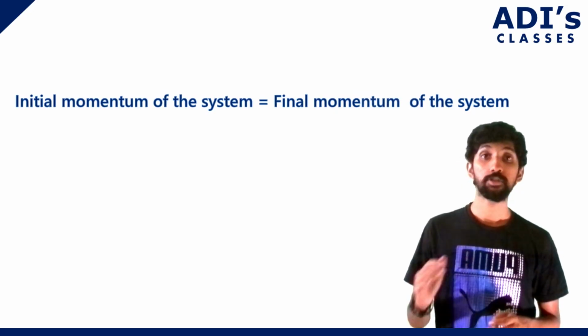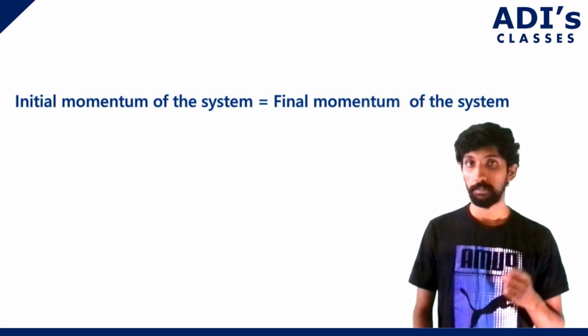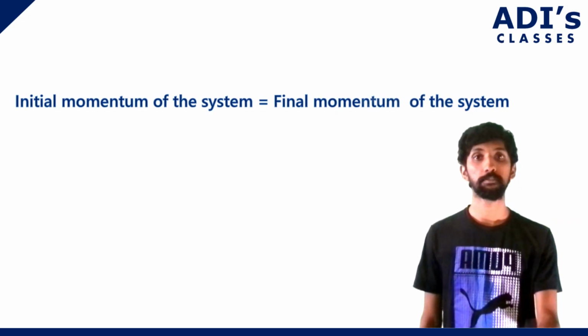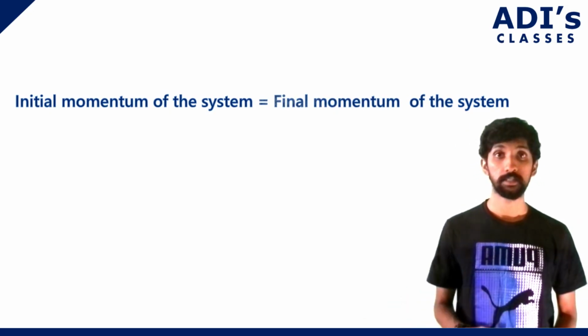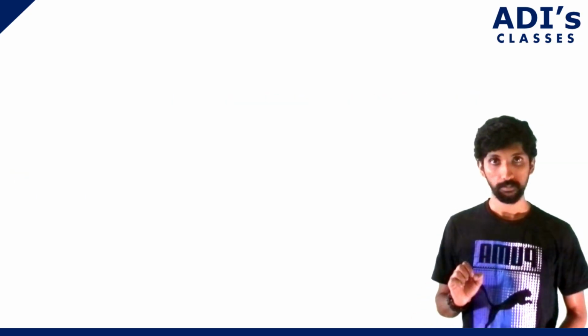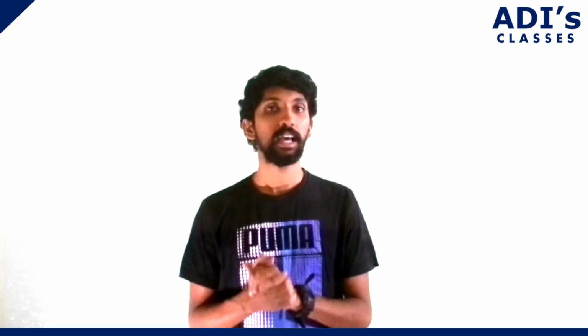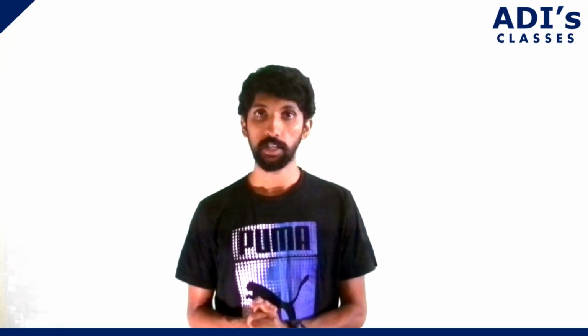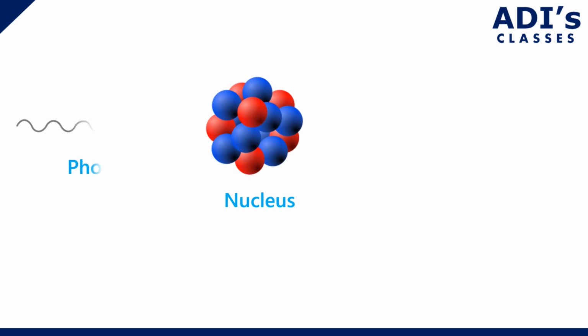This is true not just for macroscopic objects, like the examples we gave of the rocket, the bullet and the billiards. Not only that, it's true even at a microscopic level. For example, there is something we call pair production. You have a nucleus and a photon. A photon comes and hits the nucleus. A photon has a momentum. Now two particles are ejected, one electron and one positron. A positron is nothing but a positive electron.